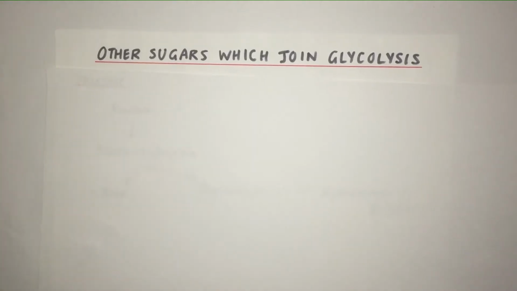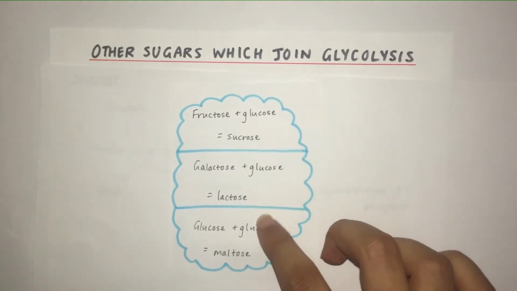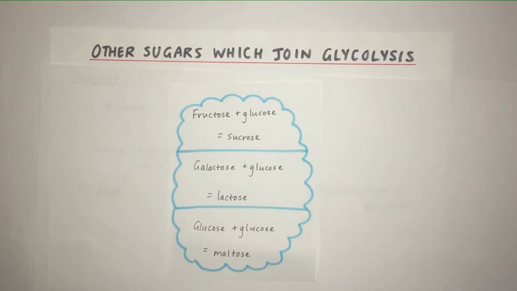In this video, we're going to discuss other sugars which join glycolysis, because it's not just glucose that we consume in our diet. We consume many different types of sugars, which are listed here: sucrose, lactose, and maltose. So we've got fructose plus glucose, which equals sucrose. So when we eat sucrose in our diet, we need to metabolize it into something that the body can consume.